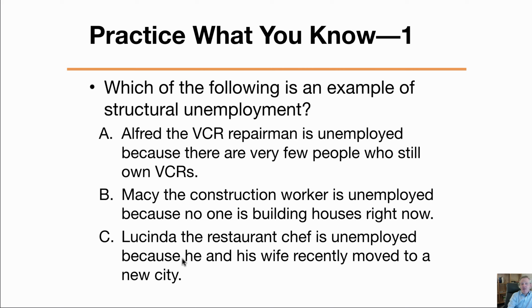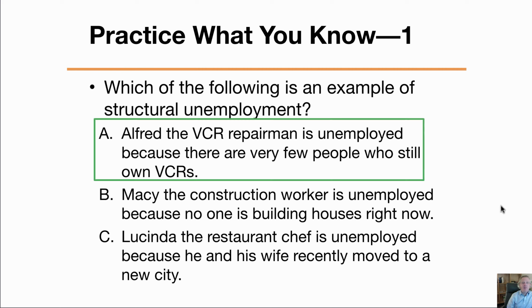Well, this one is frictional unemployment, someone moving with their spouse to a new city, and it just takes them some time to find a job. This one, Macy, the construction worker, is unemployed because no one's building houses. That sounds like cyclical unemployment to me. A downturn in the economy has caused someone to be unemployed. And so it's this first one.